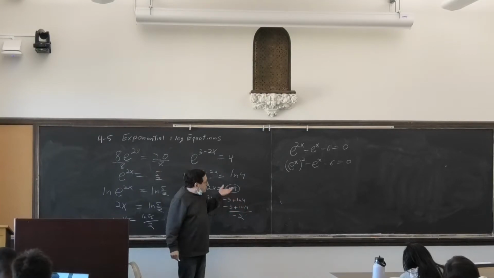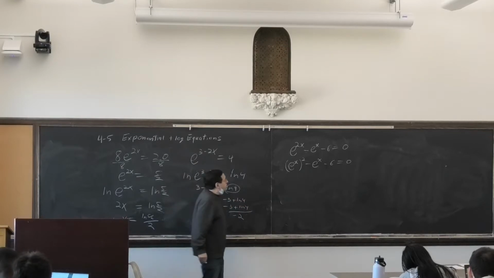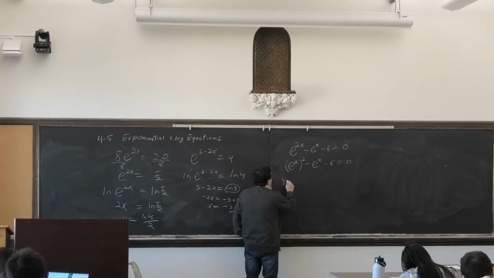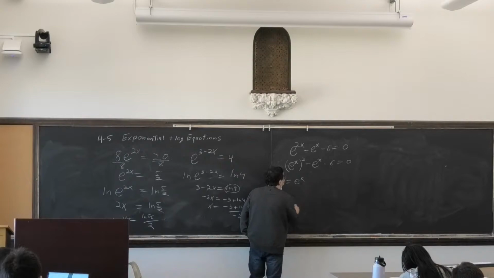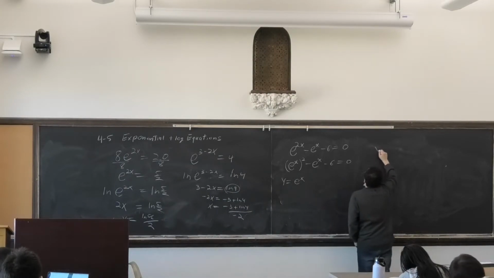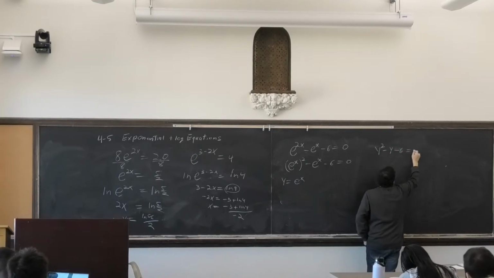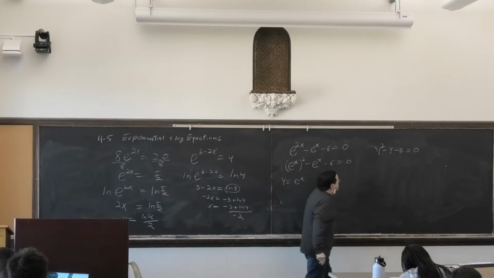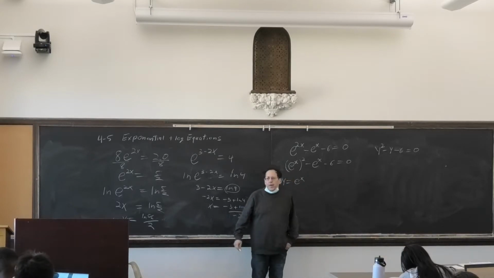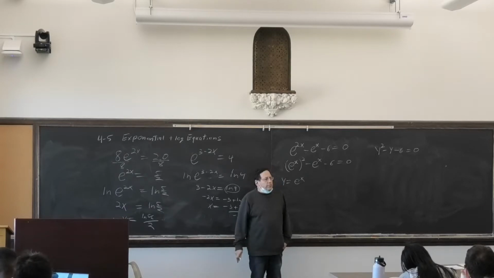So let's make a quadratic equation we need to solve. Let's just say that y equals e to the x. We'll deal with this later. And we have y squared minus y minus 6 equals 0. Well, we know how to solve that. We can factor it, or we can use the quadratic formula.